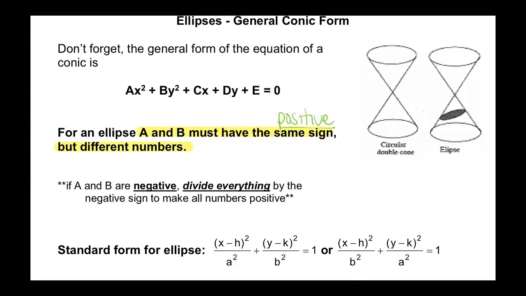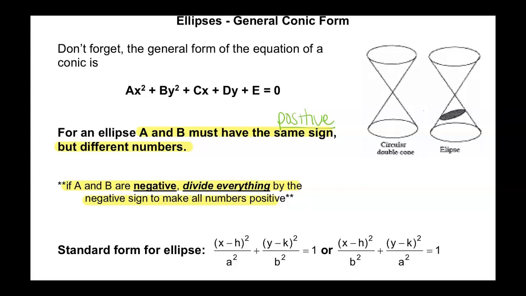And if you're like, okay, well, Ms. Tapia, what about if they're negative? If they're negative, guys, read the part below it. If your a and b are negative, divide everything so that way it becomes positive. None of the equations we've graphed so far have been negative a and b. They've always been positive. So if we come to an issue where you have a negative a or b, we're just going to make it a positive.